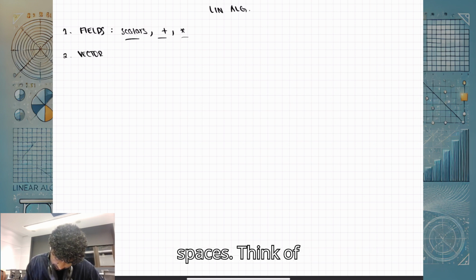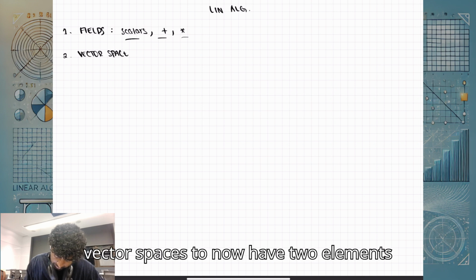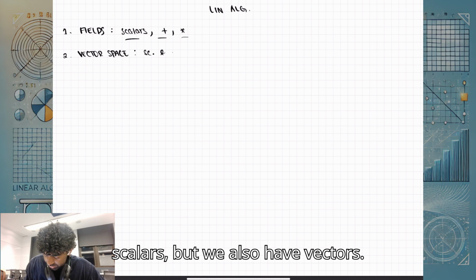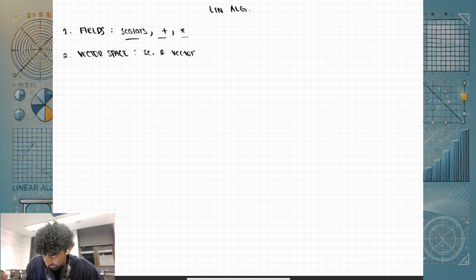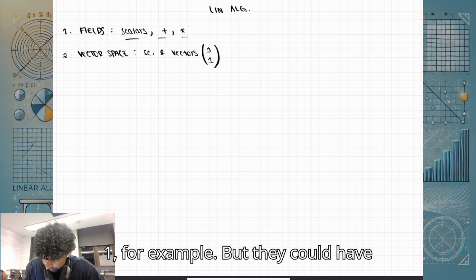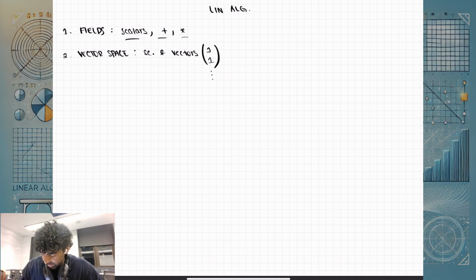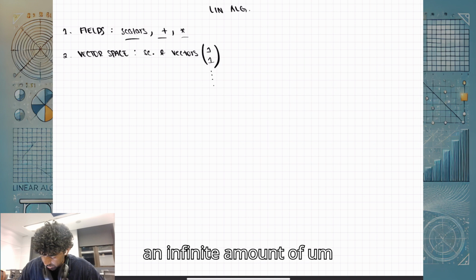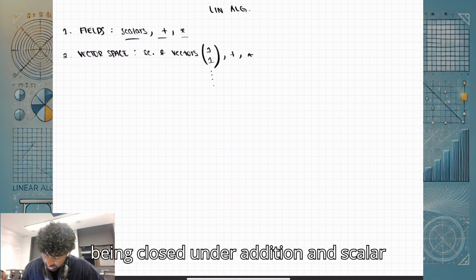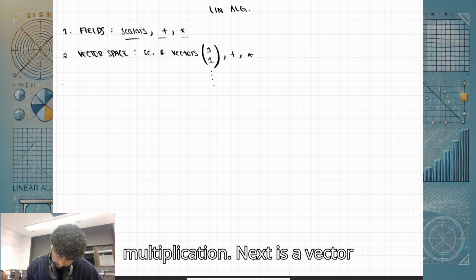Vector spaces. Think of vector spaces to now have two elements and two operations. We have the same scalars, but we also have vectors. Vectors are of the form (1, 1), for example, but they could have an infinite amount of dimensions. We also have them being closed under addition and scalar multiplication.